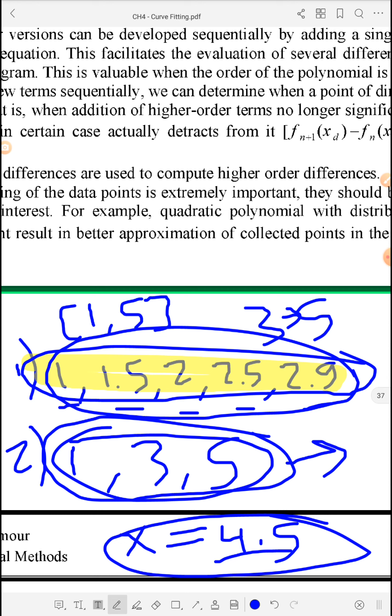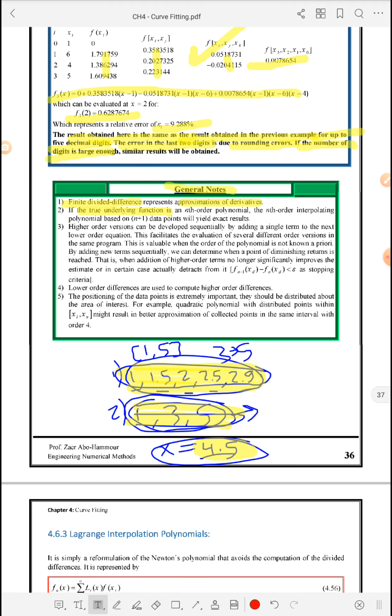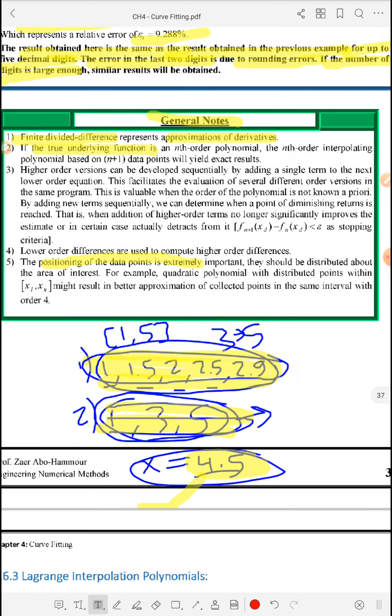Why? Due to the wise positioning of the data points. Here they are distributed: 1, 3, 5. While here they are lumped beside each other, and there is a large interval, the area of interest, that is not covered in our case. So this is what we mean by the last point: the positioning of the data points is very crucial.